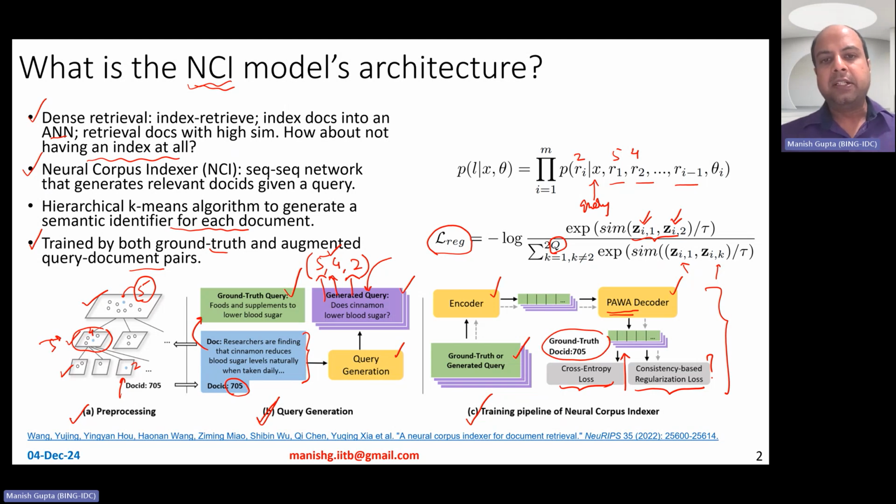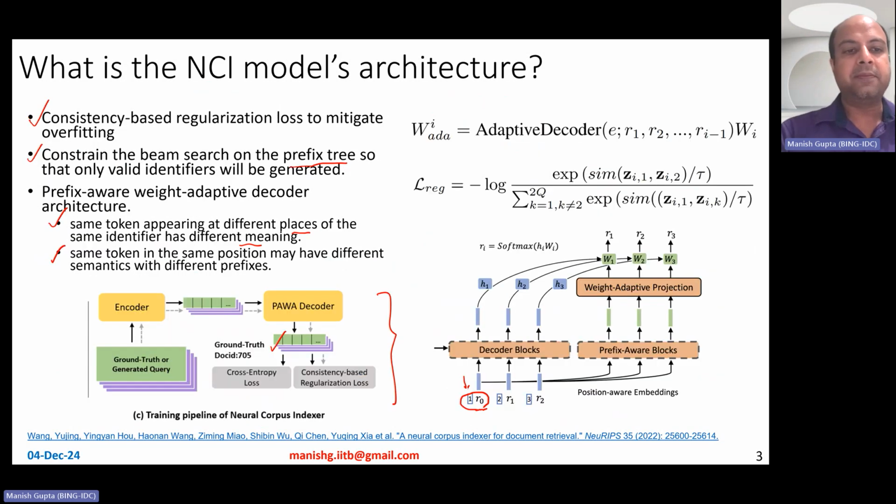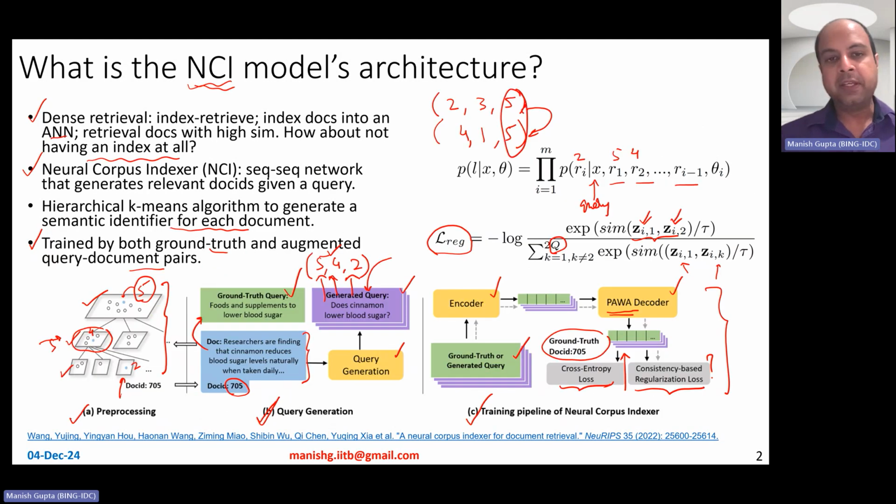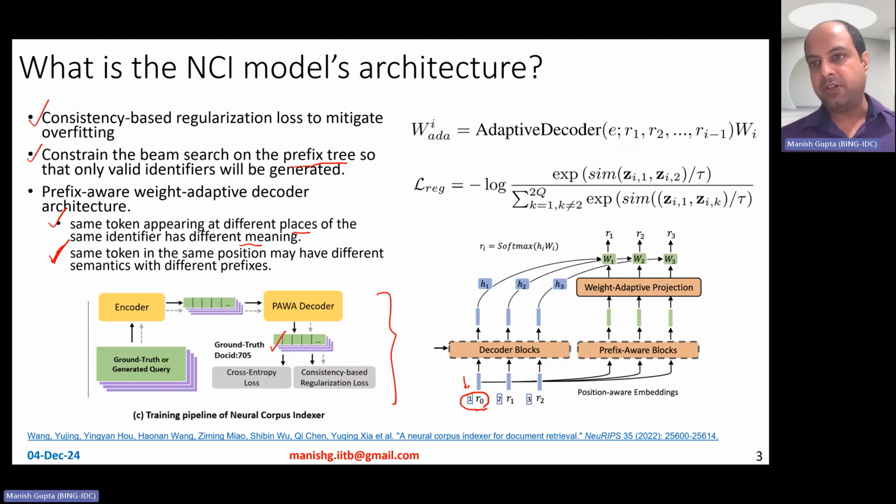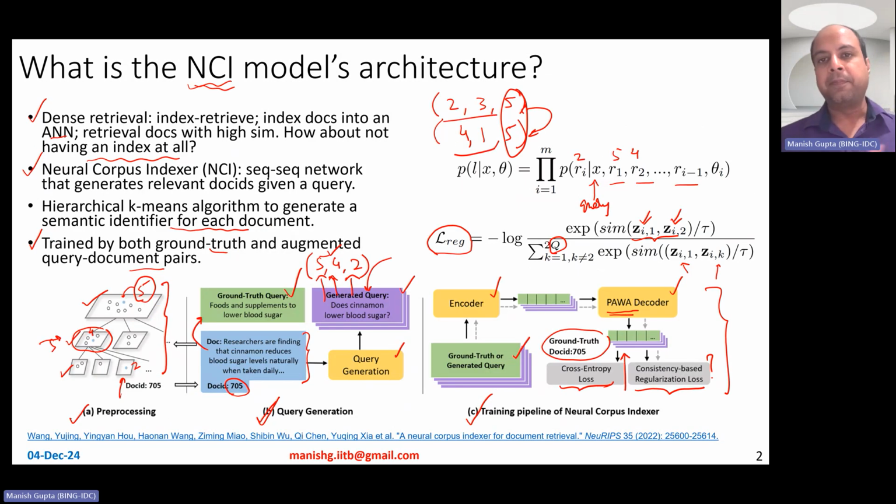If you're trying to predict a document in a 3-level hierarchy, the document could be cluster ID 2, then cluster ID 3, and document number 5. On the other hand, you could also have document 5 using cluster ID 1 at the top level, then the first cluster, and then the fifth document there. Of course, these are two different documents. That is what is meant here: the same token 5 in the third position may have different semantics with different prefixes, because the prefixes are different.